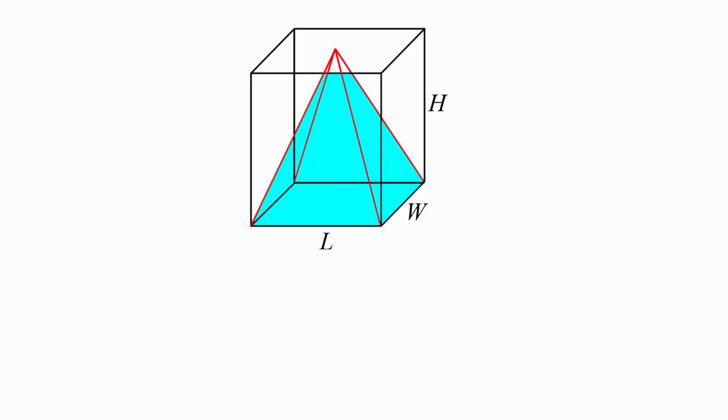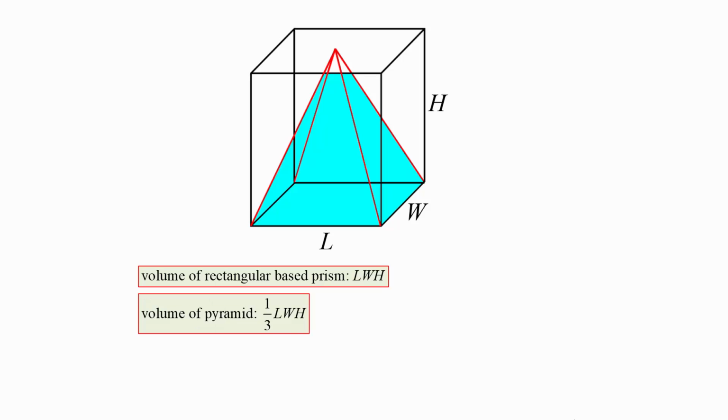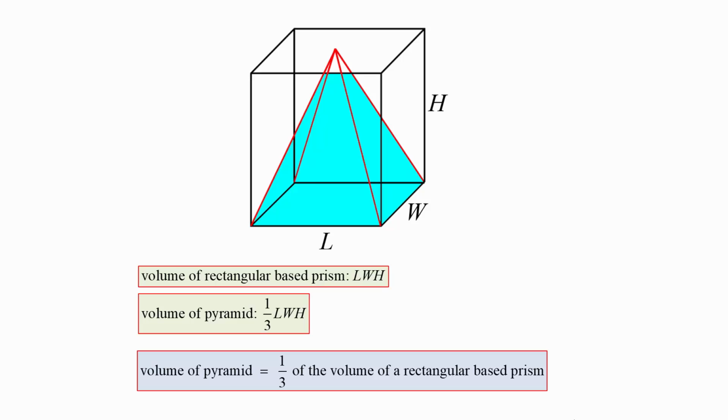Now just to finish off, let's look at it in another context. If we draw our pyramid circumscribed by a rectangular based prism, or a box shape if you will, like that, what's the volume for that prism? It's LWH. And the volume of the pyramid is a third LWH. What is the connection between the two solids? Well, it's not hard to see, is it? That the volume of a pyramid is actually a third of the volume of the rectangular based prism.